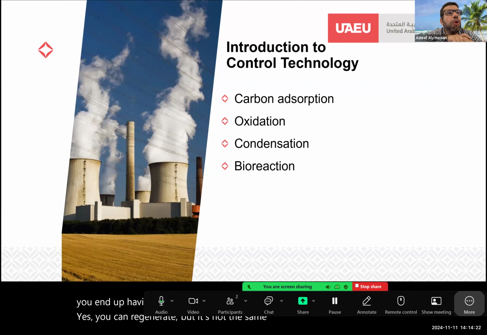Oxidation is where you use fuel to burn your VOCs. Condensation is where you get the VOCs to condense in the liquid phase, so then you can collect them. And finally, biological or bioreaction is when you use microorganisms to feed on these VOCs to break them down into their elemental constituents. So in the first video, we'll cover the carbon adsorption.